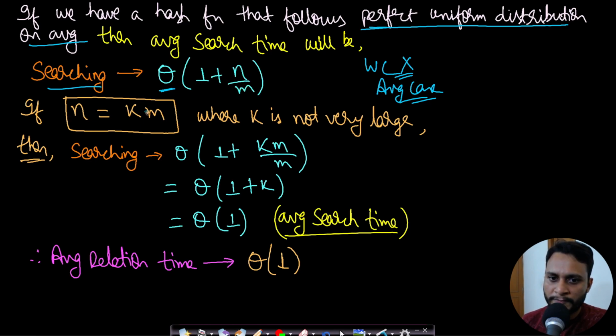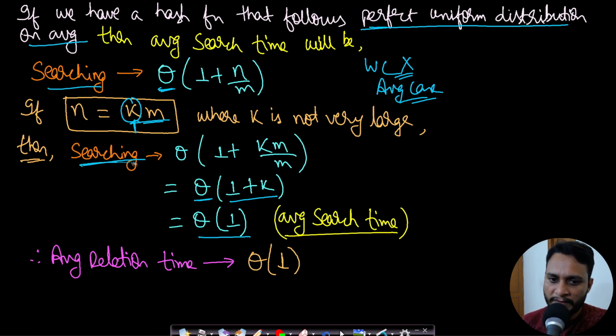Now if we can represent n equals km, where k is not a very large integer, then this k can be called a constant, right? Then the search time in this case, it was already theta of 1 plus n by m. If you replace n by km, then this will be 1 plus km by m, the m will get cancelled out, and so it will be theta of 1 plus k. And if k is not very large, then we can say that the searching time is order of 1, like theta of 1 on average. This is the average search time.